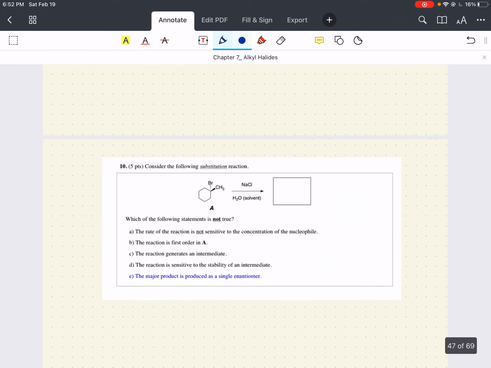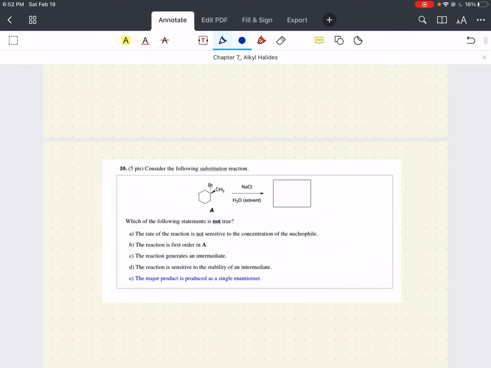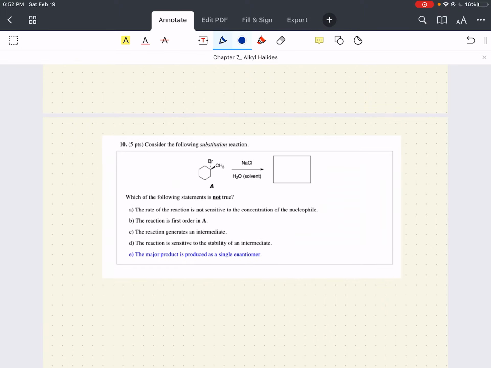Fantastic. All right, now let's do 10. Note that these are numbered weirdly because I've just taken them from old exams of mine. Anyways, consider the following substitution reaction. We have our chlorine here, strong nucleophile, weak base, and our alpha carbon here is tertiary. So strong nucleophile, weak base, and tertiary: perfect recipe for an SN1 reaction. We were already told it's a substitution reaction, but now we know which one.